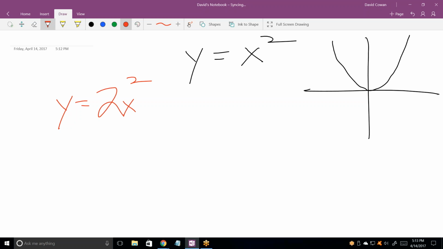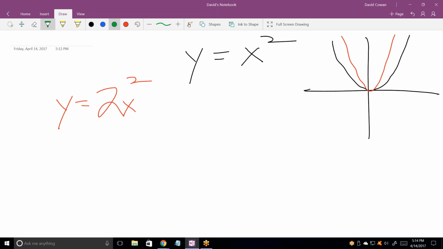What's y equals 2x squared going to look like? Would it be skinnier or flatter than my first curve? Skinnier. Correct, by a factor of 2. Because every point on the red curve has to be twice as far away from the x-axis as every point on the black curve.